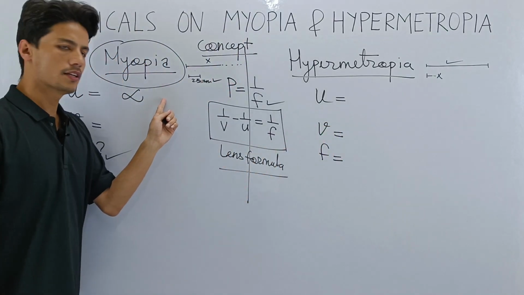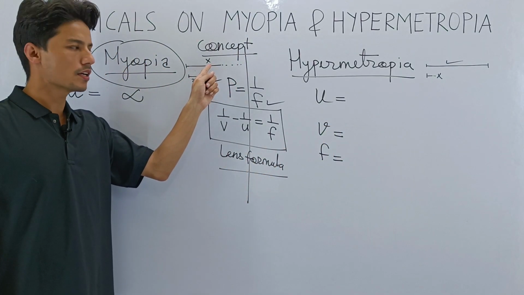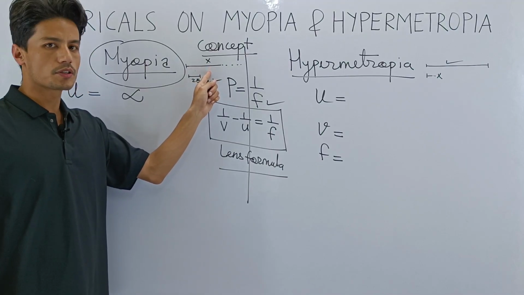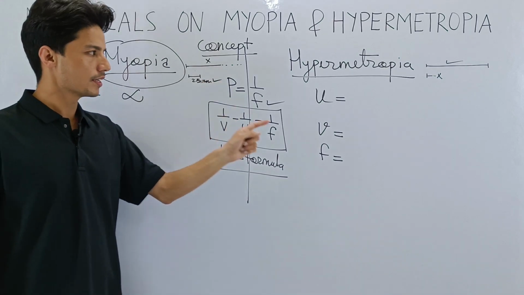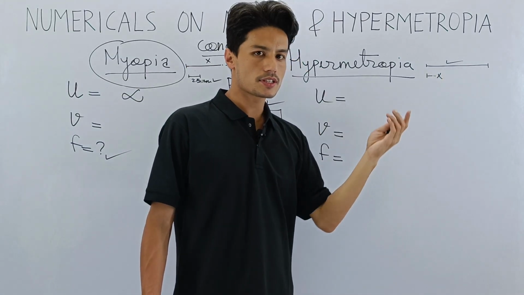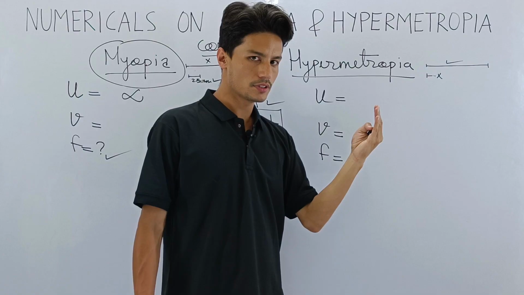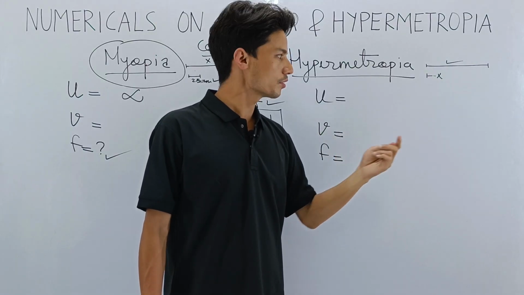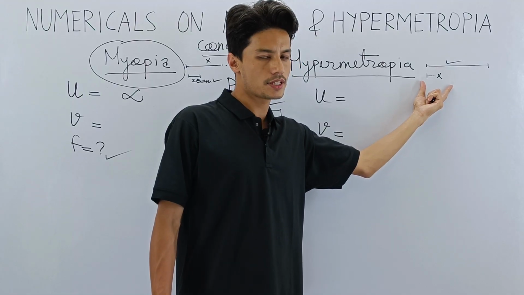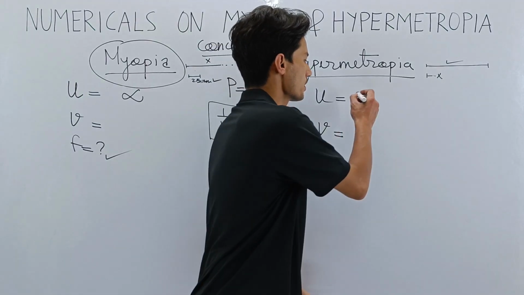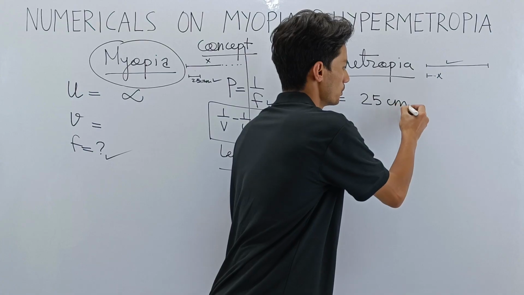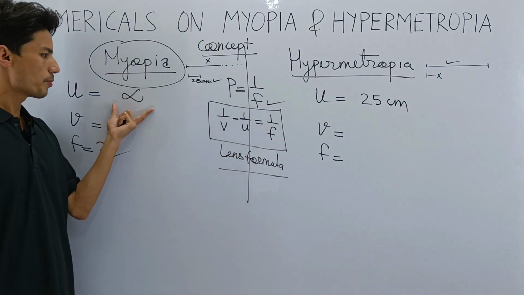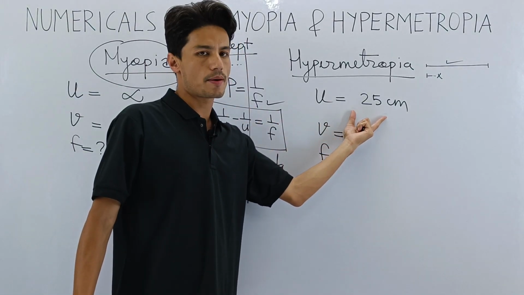In myopia, the person could not see far objects. So what did we do? We considered the far point of a healthy person. Here the problem is the person cannot see near objects. So what will we do? We will consider the near point of a normal healthy person. The near point of a normal healthy person is how much? Yes, 25 centimeter. This is how you find out U for questions on myopia and questions on hypermetropia.